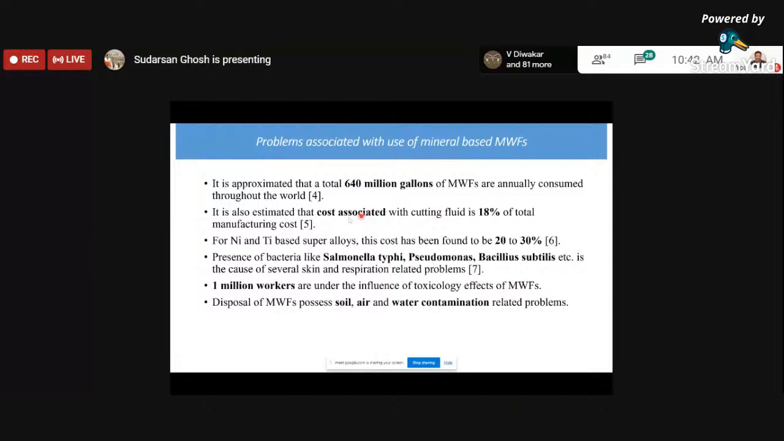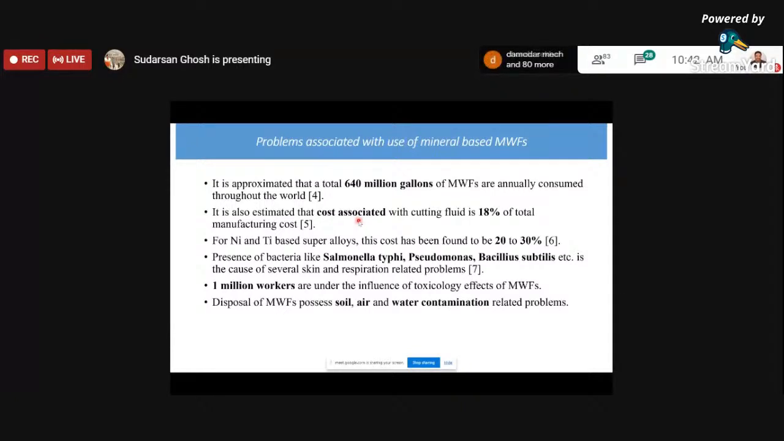This cost is not just the cost of the raw material of the mineral based fluids, it is also about the disposal issue. All these metalworking fluids have a shelf life, so after that you have to replace them. The cost of the disposal of these metalworking fluids is sometimes even higher than the raw cost of the fluids, especially in the Western countries, where they have strict environmental laws.